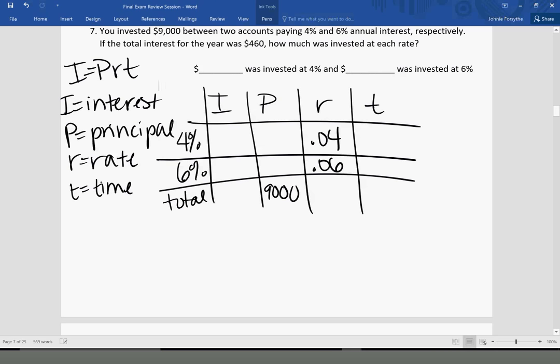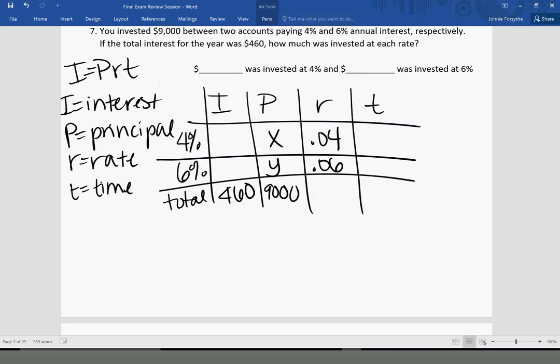If the total interest for the year is $460, so your total interest is $460, how much was invested at each rate? So we want to know what was the principal for each rate. That's what we're solving for, so that's where our variables need to go. Why don't we call how much you invested at the 4% rate X, and how much you invested at the 6% rate Y. Okay, so what is the time?